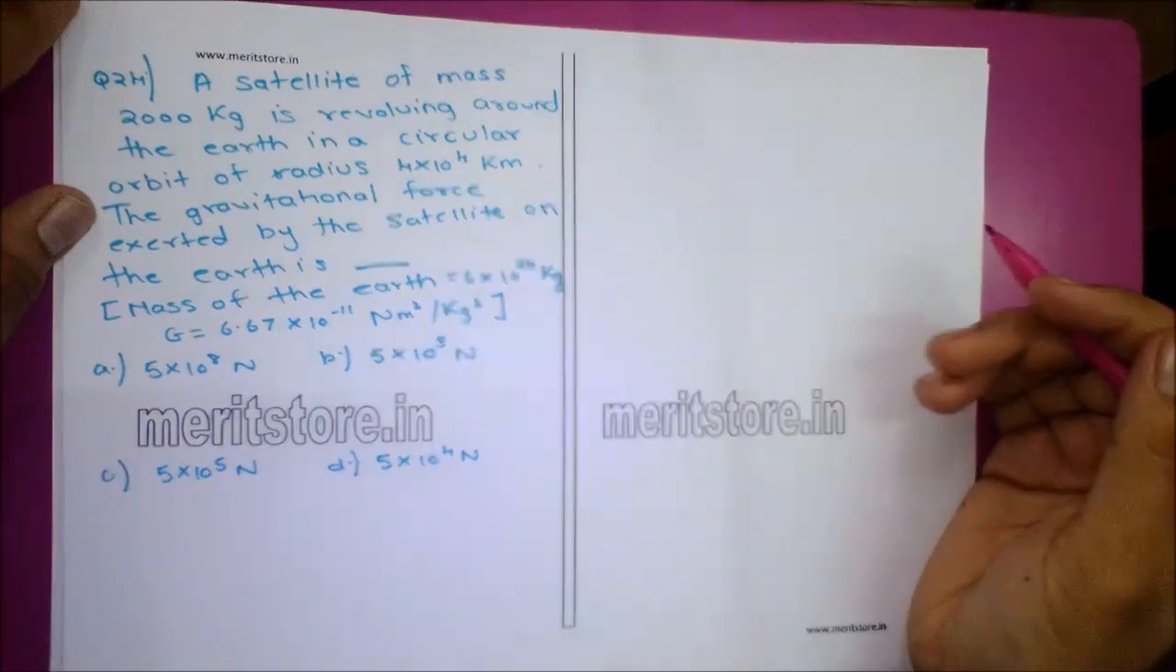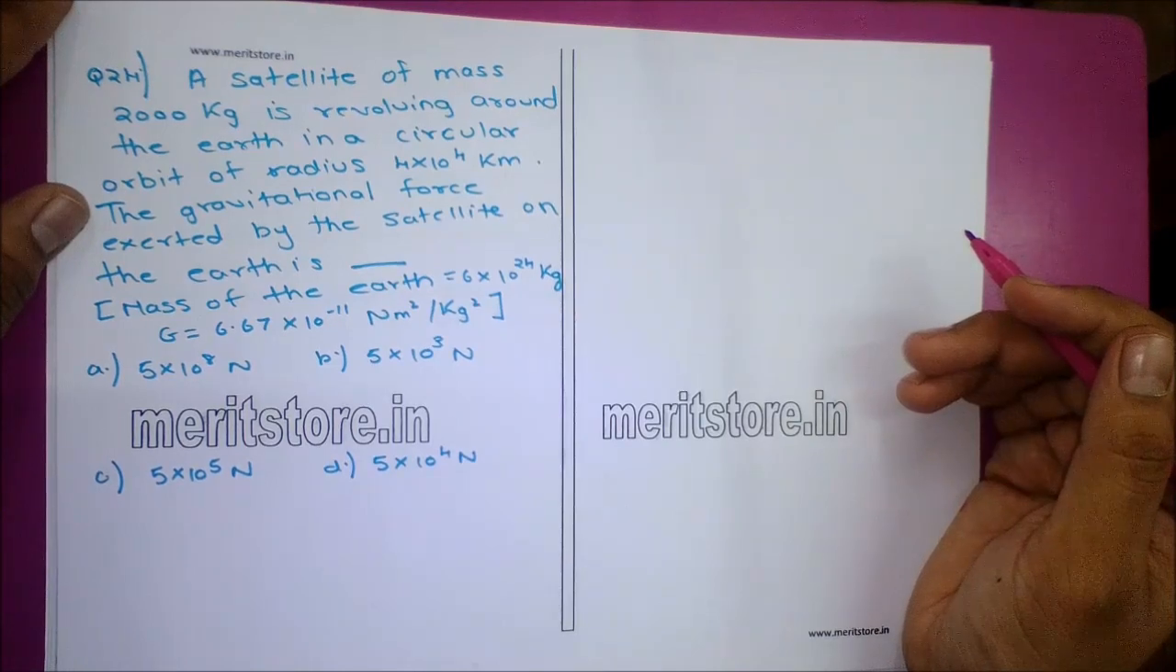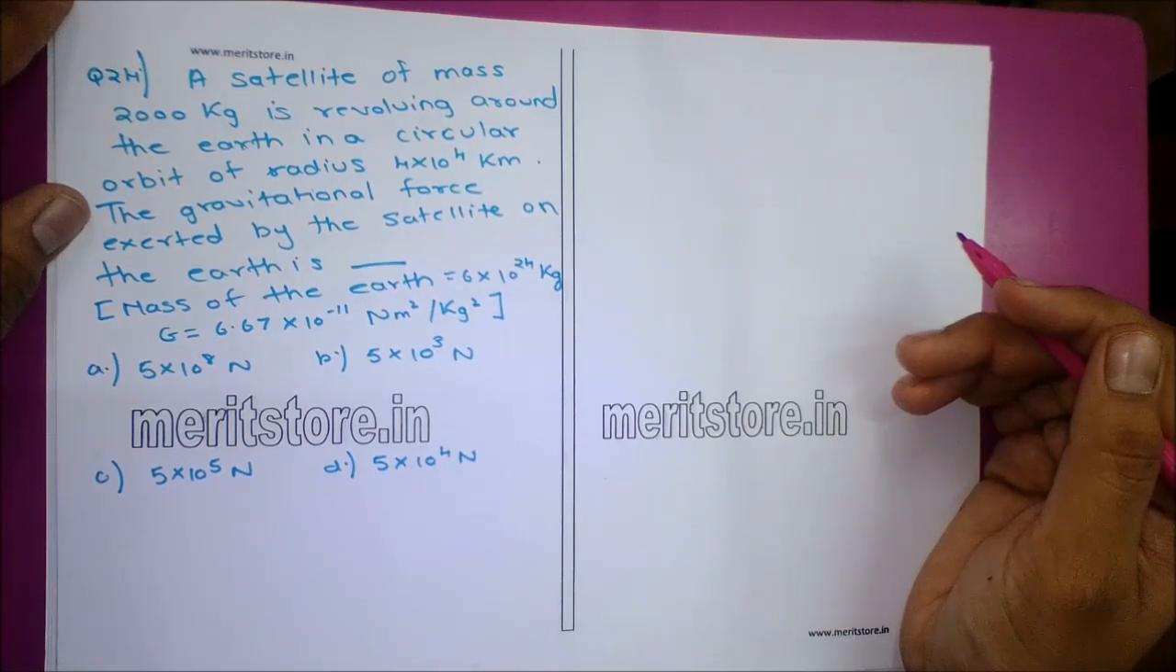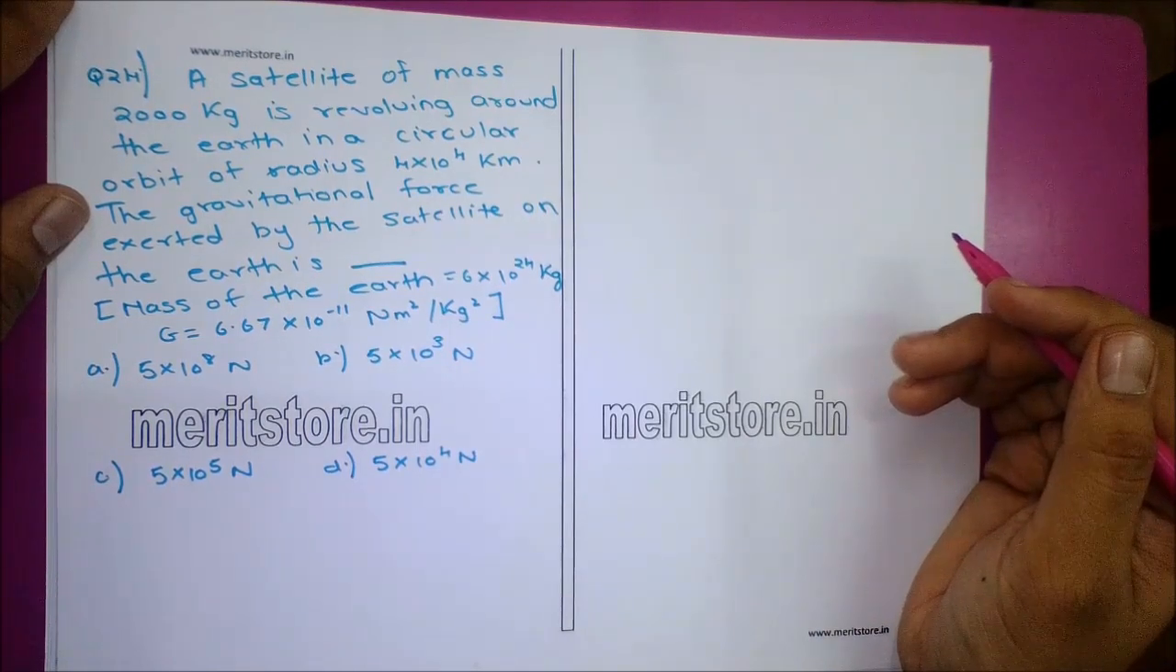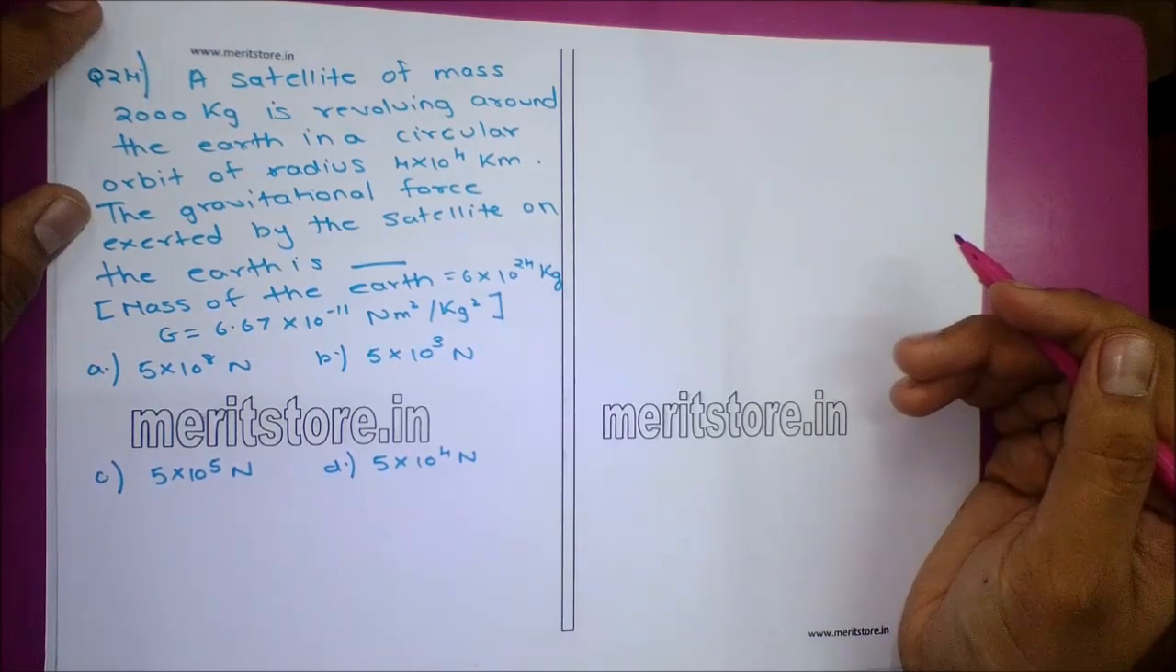Question 24. A satellite of mass 2000 kg is revolving around the earth in a circular orbit of radius 4 into 10 raised to 4 kilometer. The gravitational force exerted by the satellite on the earth is. Mass of the earth is equal to 6 into 10 raised to 24 kg. Gravitational constant G is equal to 6.67 into 10 raised to minus 11 Newton meter square per kg square.